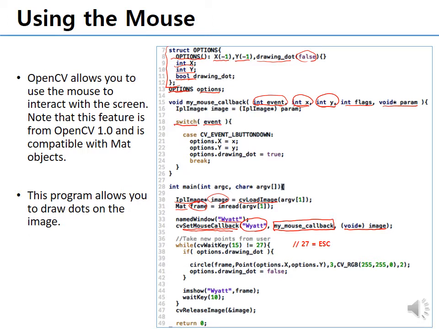In case of a CV_EVENT_LBUTTONDOWN, when the user presses the left button, they read that location x and y, and they set option.drawing_dot equal true. So when they press the left button, they want to draw a dot at that position.